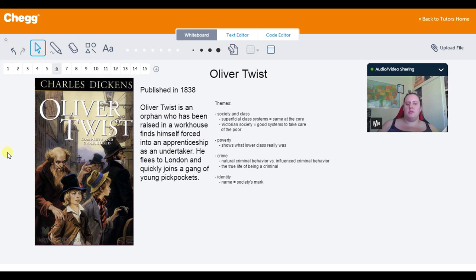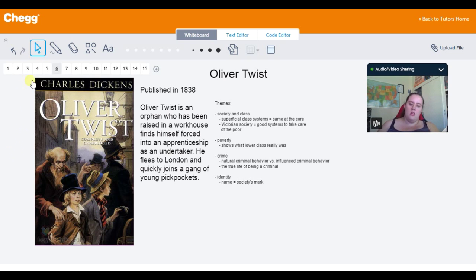One of the smaller themes presented in the book deals with the idea of identity. At this period of time, having no true name meant that you'd be totally disregarded in society. So while Oliver has a given name, the made-up surname gives him no social standing whatsoever.